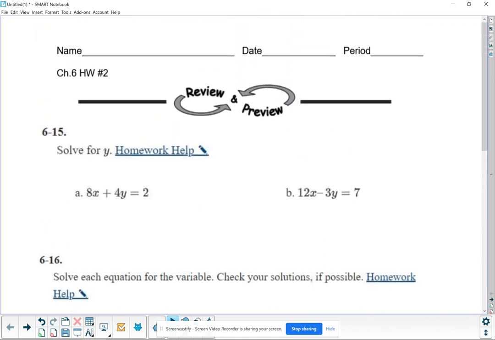All right, everyone, let's go ahead and do this. This is homework number 2 for chapter 6. Okay, number 15 says solve for y.